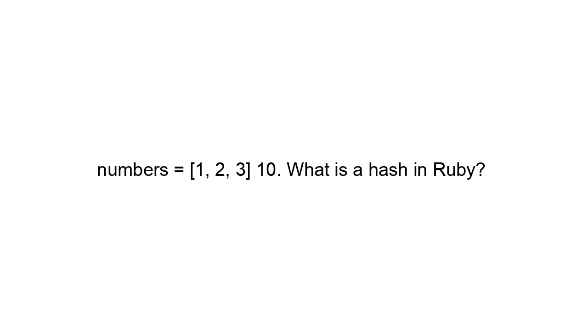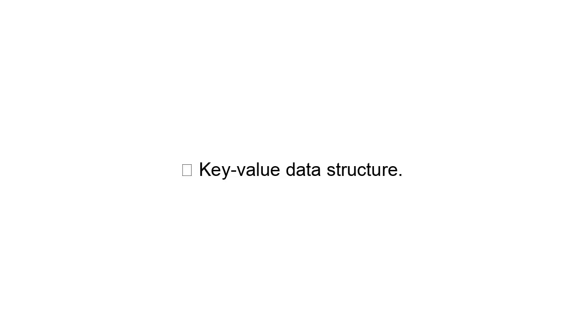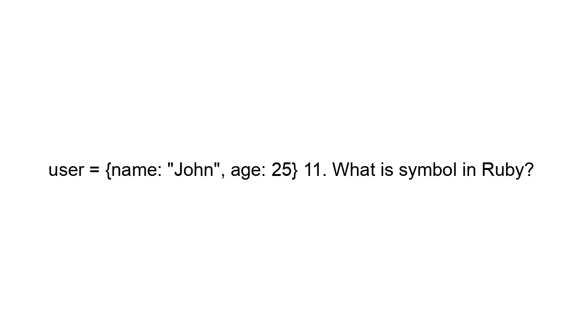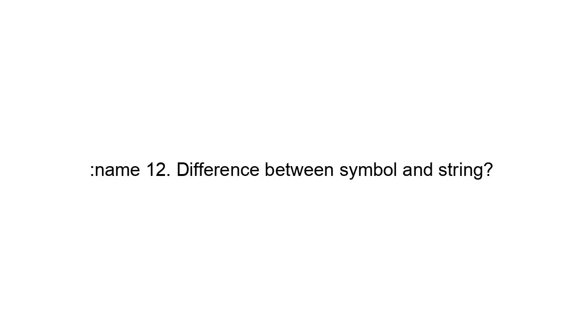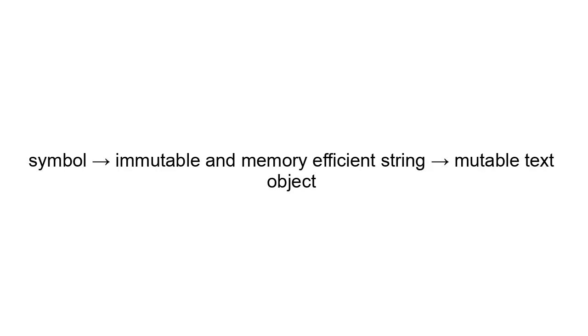10. What is a hash in Ruby? Key value data structure. Example: user = {name: "John", age: 25}. 11. What is a symbol in Ruby? Lightweight, immutable identifier. Example: :name. 12. Difference between symbol and string. Symbol means immutable and memory efficient. String means mutable text object.